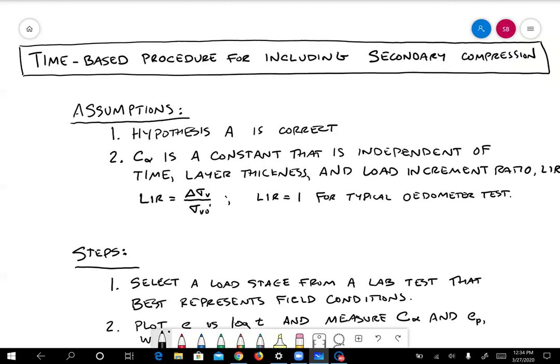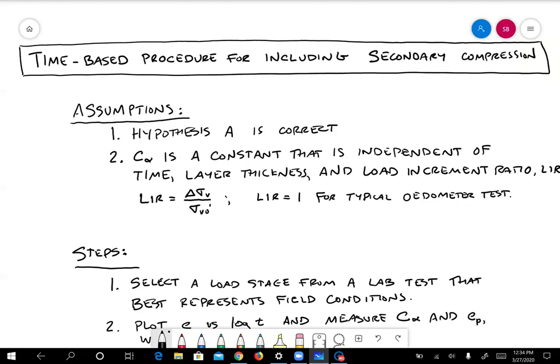Basically, the amount of settlement due to secondary compression that happens during consolidation is the same for a thin layer and for a thick layer. Therefore, the shape of the settlement versus time curve is the same. It just has to be scaled for time to account for the different drainage path length.